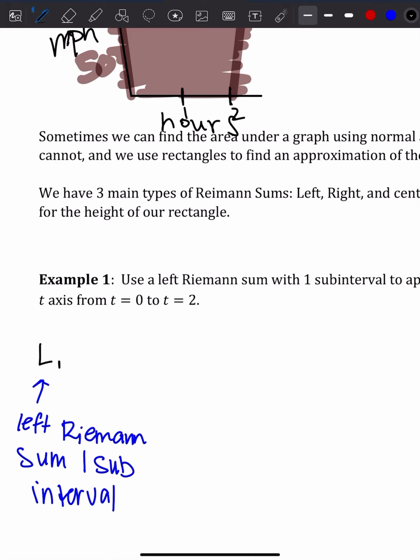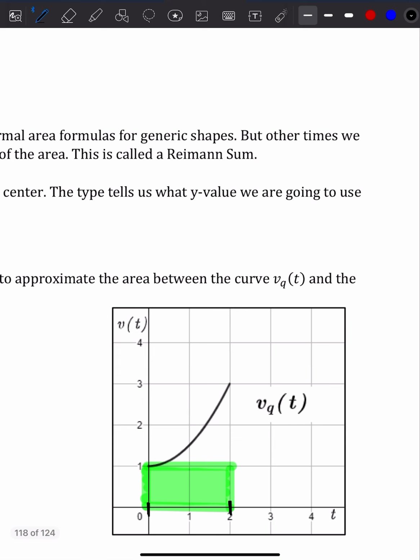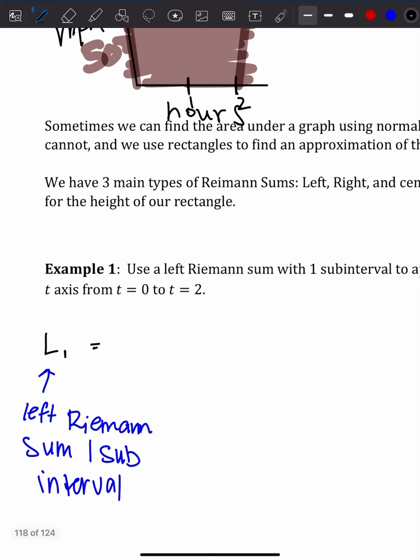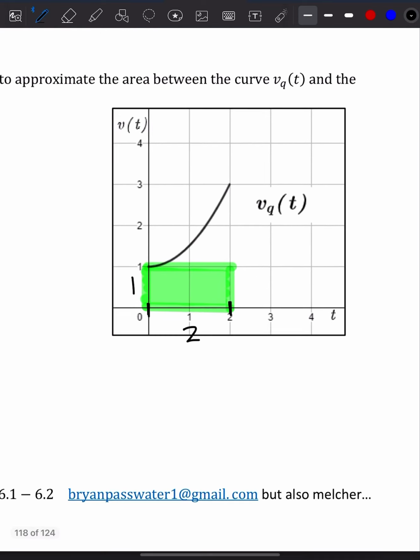And then all we're going to do is find the area. So we're going to look at the base. The distance between 0 and 2 is 2. The height, the distance between the bottom, our x-axis or t-axis, and our y value is 1. So we have our base of 2, our height of 1, which equals 2. So we're literally just taking the area of a rectangle and plopping it on a graph to estimate an area.